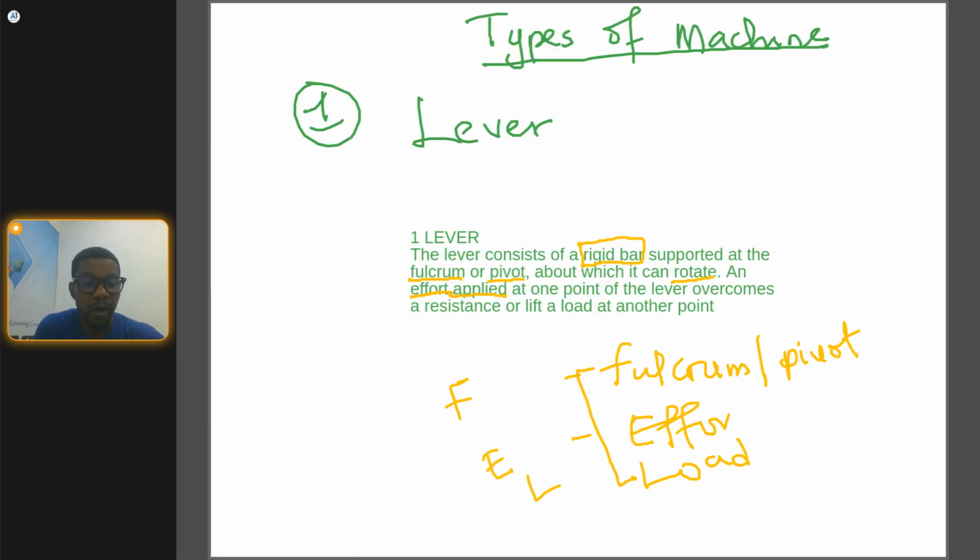Now we've explained what a lever is, and we've considered the classes of a lever. Now let's take the next type of machine.